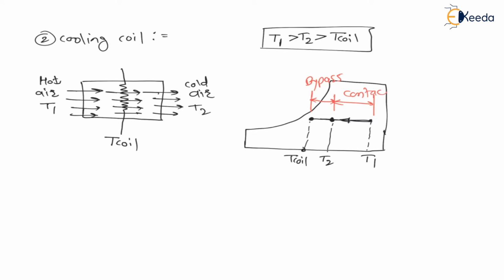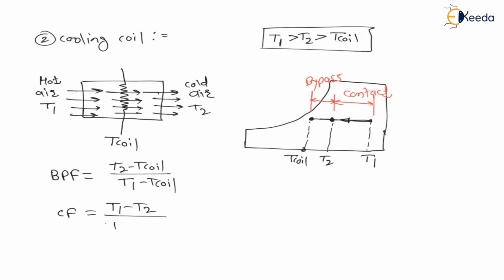Similar to the previous case, in this case the bypass factor will be equal to the bypass difference divided by the total difference, that is (T2 minus temperature of coil) divided by the total temperature difference, T1 minus temperature of coil. And the contact factor is equal to the contact difference, that is T1 minus T2, divided by the total temperature difference, that is T1 minus temperature of coil, the maximum temperature difference. And again we can prove here that bypass factor plus contact factor is always equal to 1.